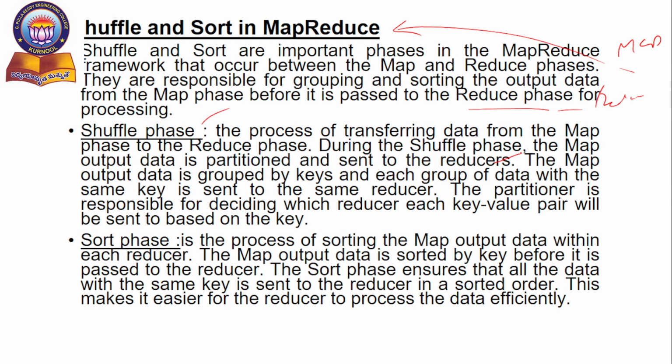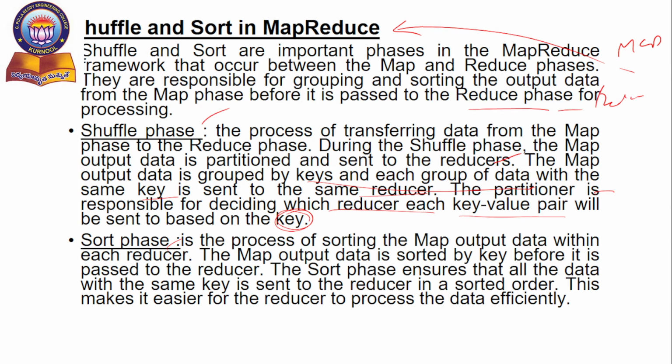The map output is grouped by keys, and each group of data with the same key is sent to the same reducer. This will help the reducer to perform faster processing on the data without waiting for another reducer to give the required data. The partitioner is responsible for deciding which reducer each key value pair will be sent to, based on the key that is available in the mapper output.